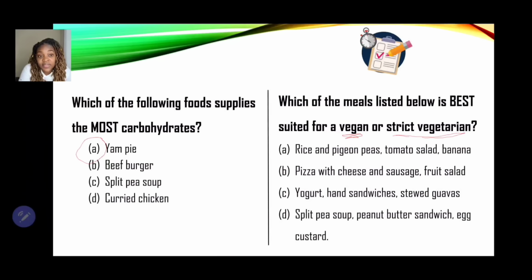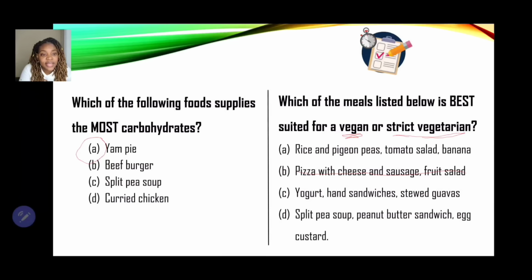All right, so now let us look at these responses. A, rice, pigeon peas, tomato salad, and banana, right? So we're looking for an option that has no form of animal products or byproducts in there. Good. B, pizza with cheese and sausage, fruit salad. So we know that this is a no-no, right? Because it has cheese in there as well as sausage.